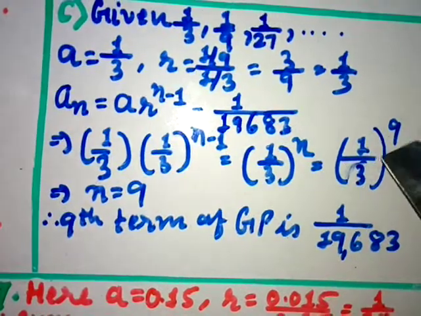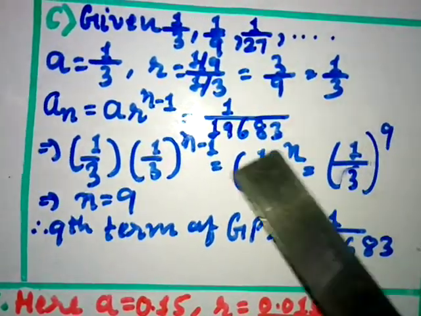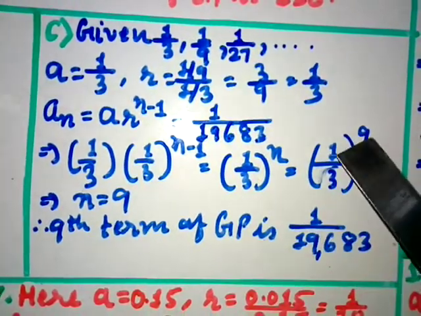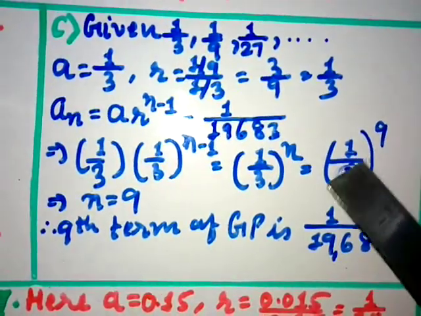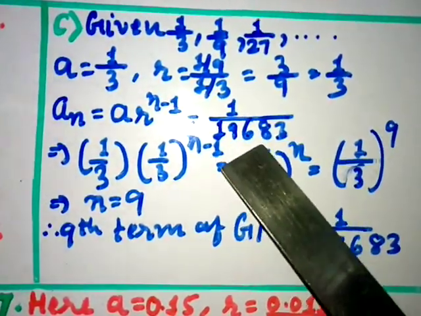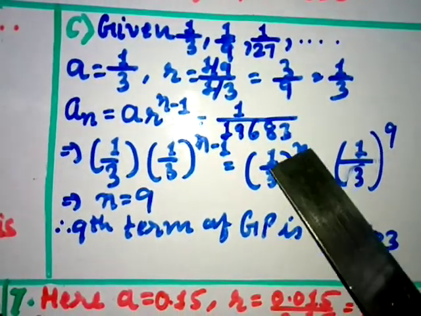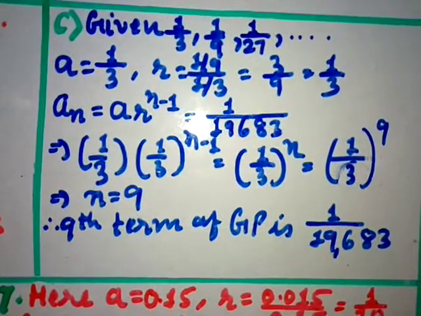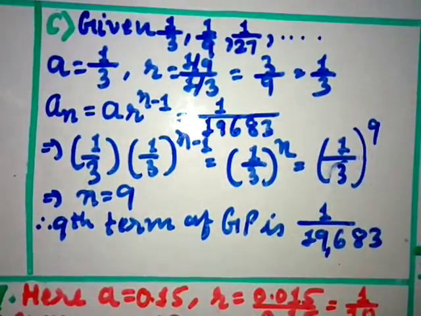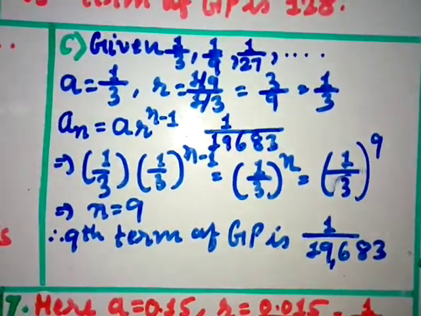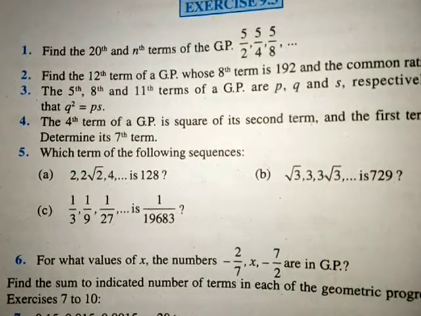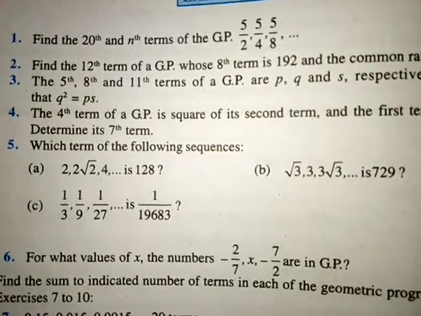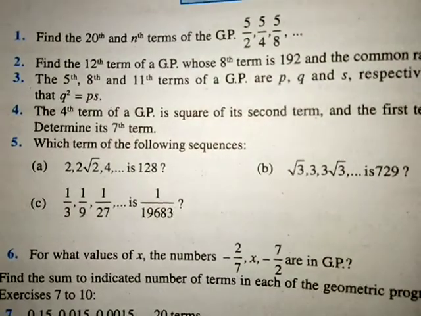So we can directly compare the exponent. This is written as 1 by 3 power n, and 1 by 3 power 9. So 3 power 9 will be 19,683. So you can say n value is 9. That means the 9th term of GP is 1 divided by 19,683.